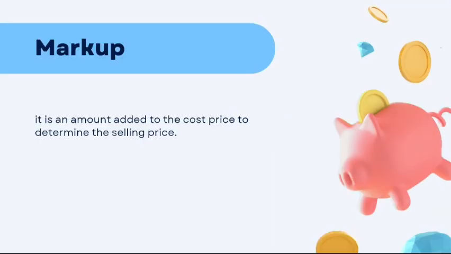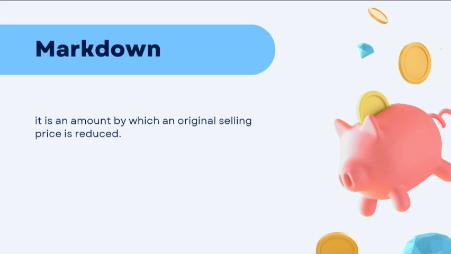Now let us move on to both markup and markdown. For markup, it is an amount added to the cost price to determine the selling price. For example, when a product is highly in demand but low on supply, value is added to the original price in order to compensate for the lack of supply, for more profit. Next is markdown. It is an amount by which an original selling price is reduced. For example, during 11/11 sellers put a discounted price on their products to make the marketing more attractive for the buyers.